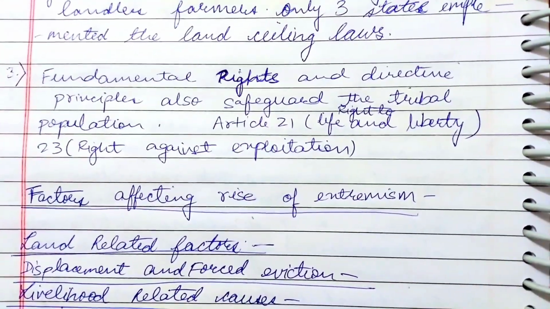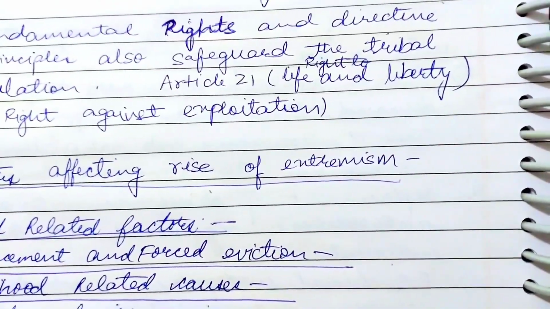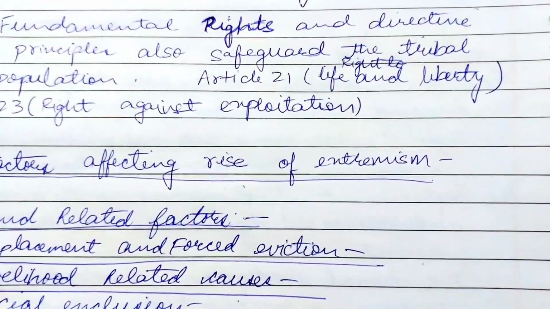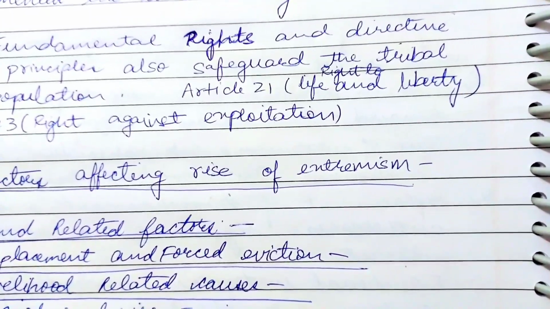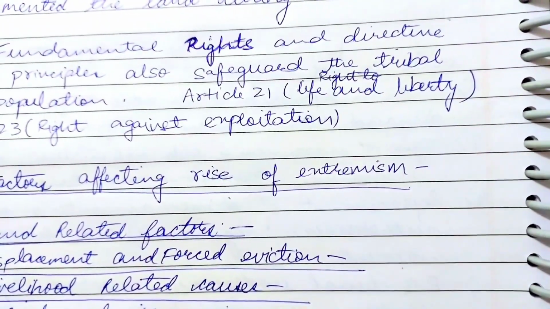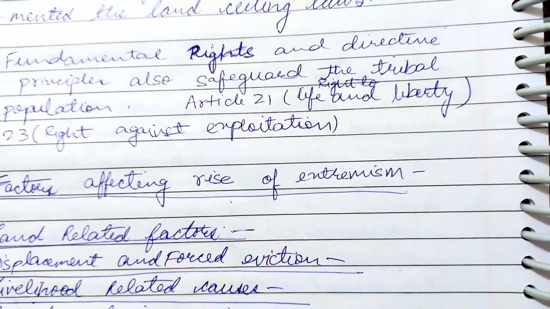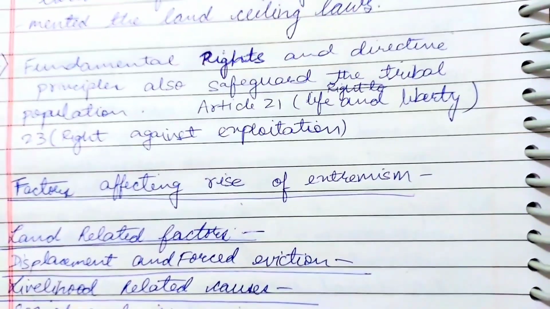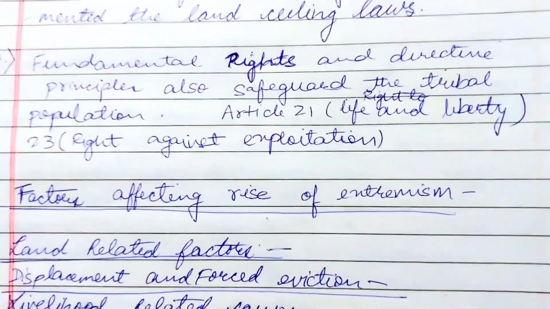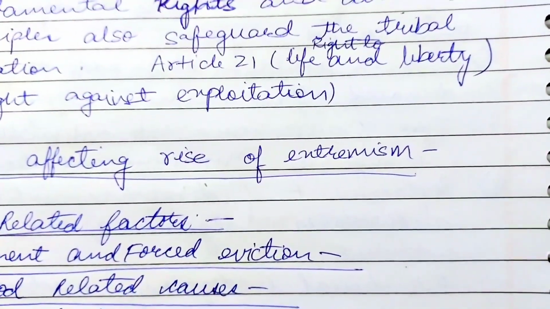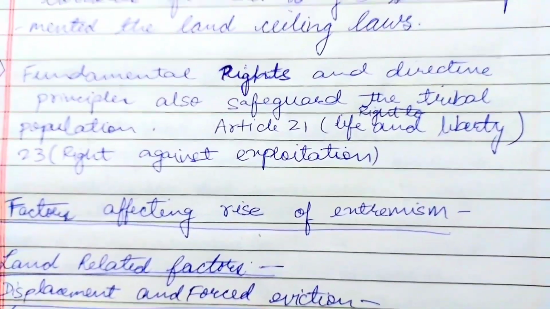So there are many fundamental rights and directive principles which safeguard the tribal population. These fundamental rights are the right to life and liberty, Article 21, the right against exploitation, Article 23, then Article 38, securing a just social order, and 39, guiding principles of policy. They also get reservation and promotion of education and economic interest of SCs, STs, and other weaker sections from the directive principles of state policy. These are the rights that these people get, and it should help them in gaining a better status in society.